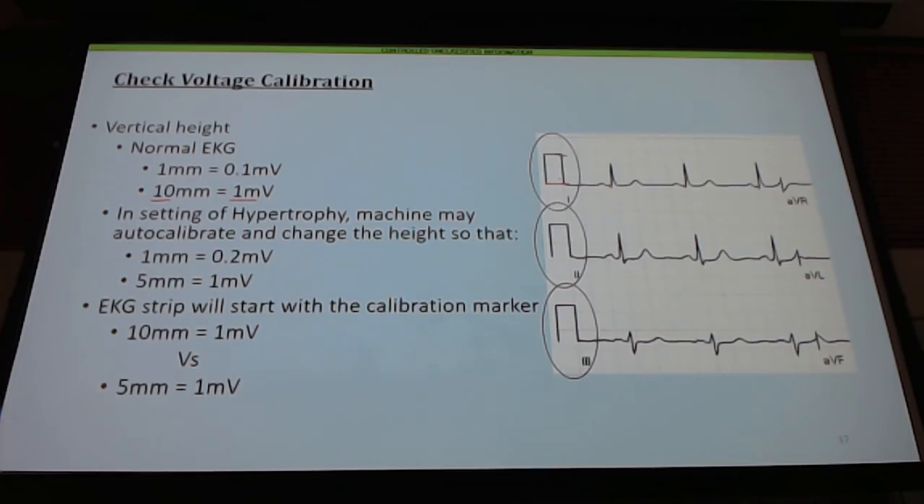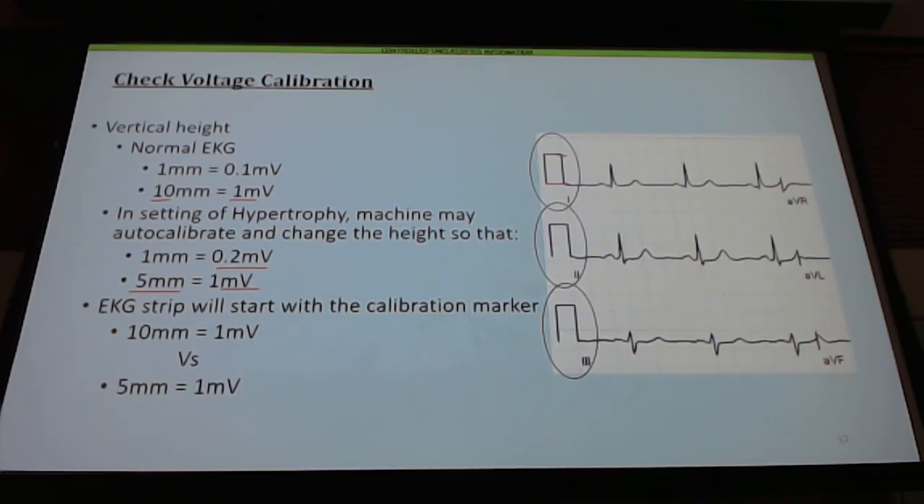But the machine, particularly in settings of left ventricular hypertrophy, right ventricular hypertrophy, if that deflection of the QRS is so drastic and starts going off the paper, the machine can auto-calibrate to decrease that setting to the point where now 1 millimeter is actually 0.2 millivolts. So it's doubled, right? And now 5 millimeters is now 1 millivolt.